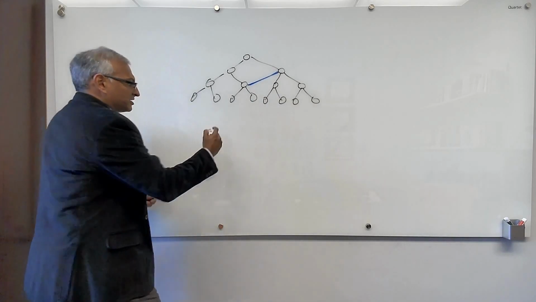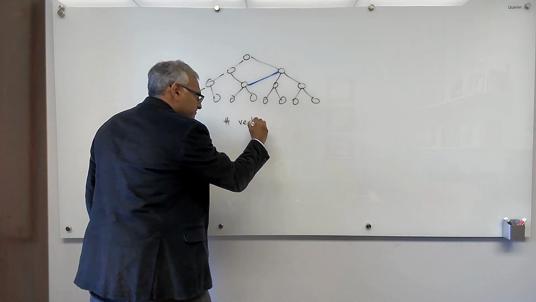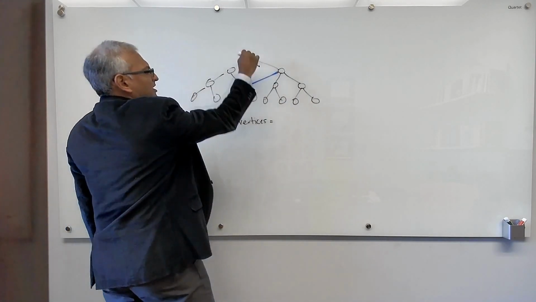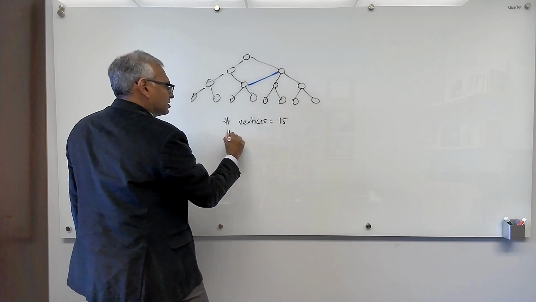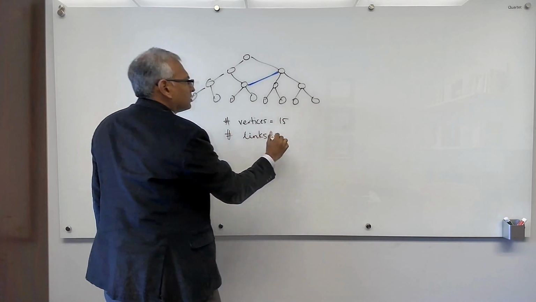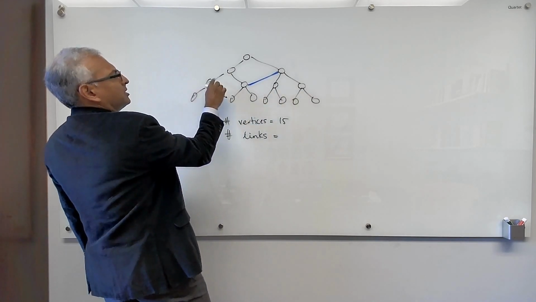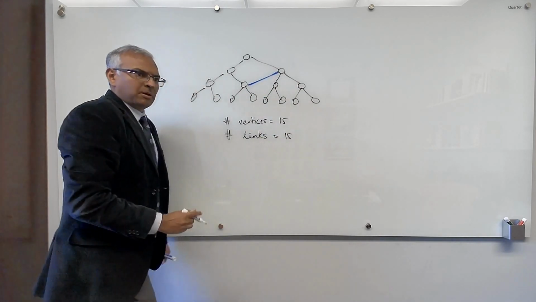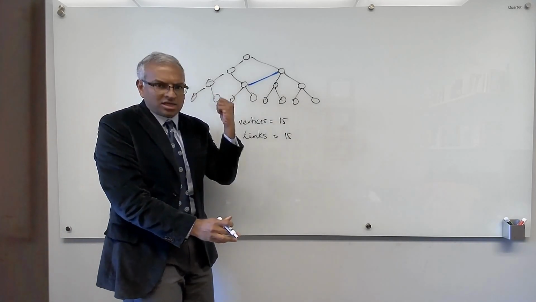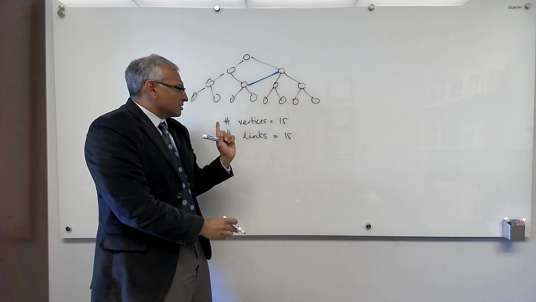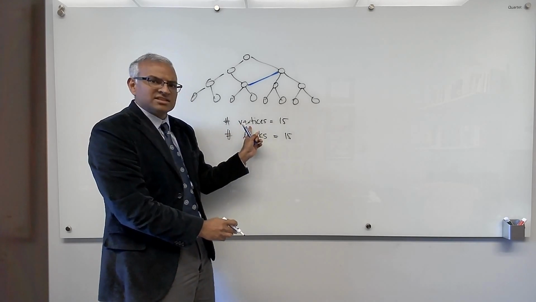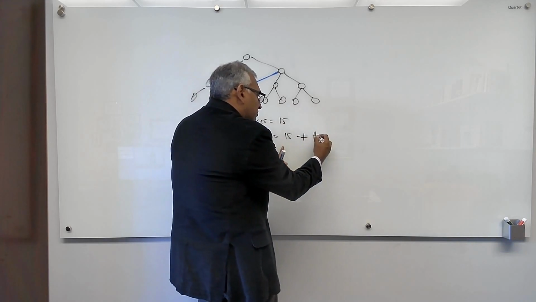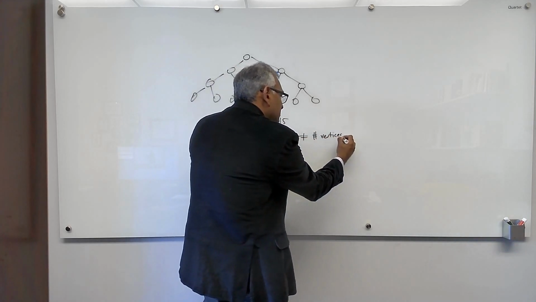Let's count up the vertices. Number of vertices equals 1, 2, 3, 4, 5, 6, 7, 8 plus 4, 12 plus 3, 15. Number of links equals 1, 2, 3, 4, 5, 6, 7, 8 plus 5 plus 2. Again, 15. But for every rooted binary tree, we just proved using structural induction that the number of links must equal the number of vertices minus 1. And in this case, that property is violated. This is not equal to the number of vertices minus 1.